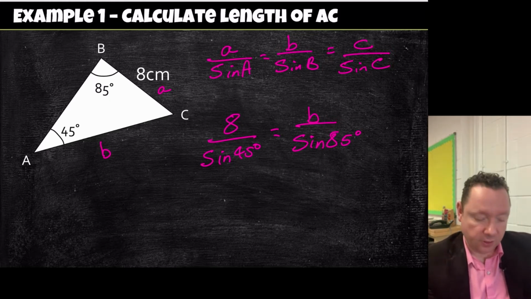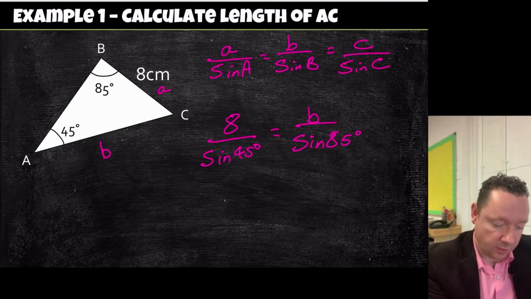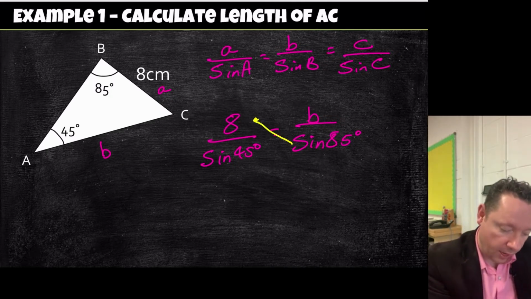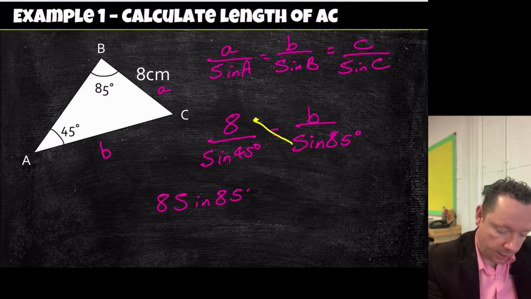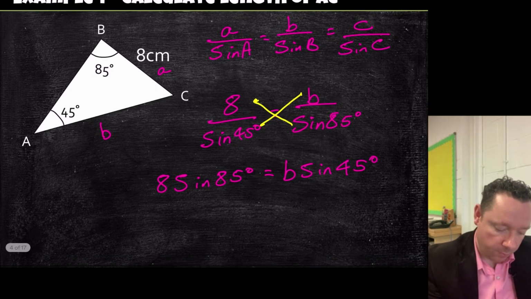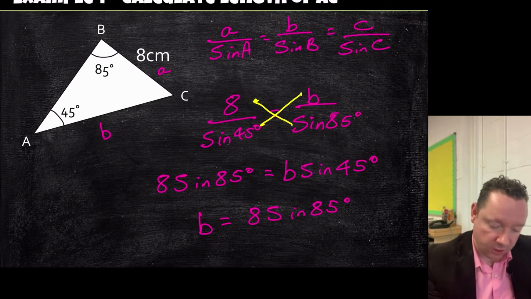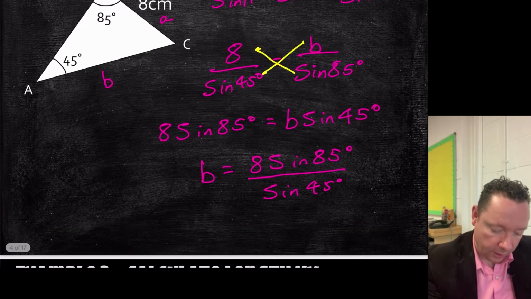Okay, now we can rearrange this to work out b. Now there's a quick and easy way to rearrange this. If it's fraction equals fraction, then you do top times bottom. So that is 8 sine 85 equals, and again, top times bottom, that gives me b sine 45. So now it's quite easy to work out b on its own. I'm just taking the 8 sine 85 still, and you just divide by whatever's next to b above it, which is sine 45, so divide by sine 45. And we can do that all in one go in a calculator.